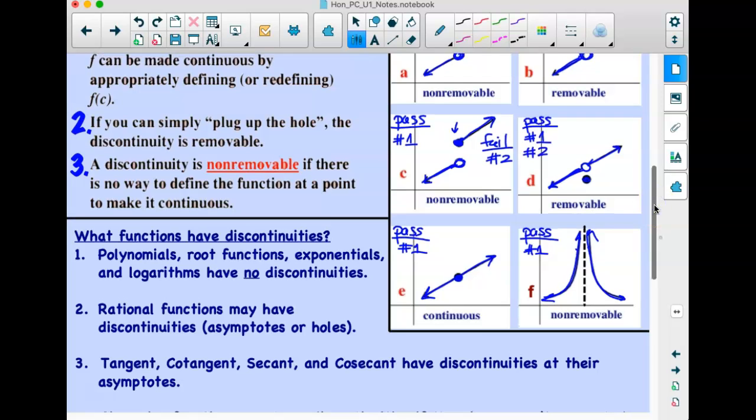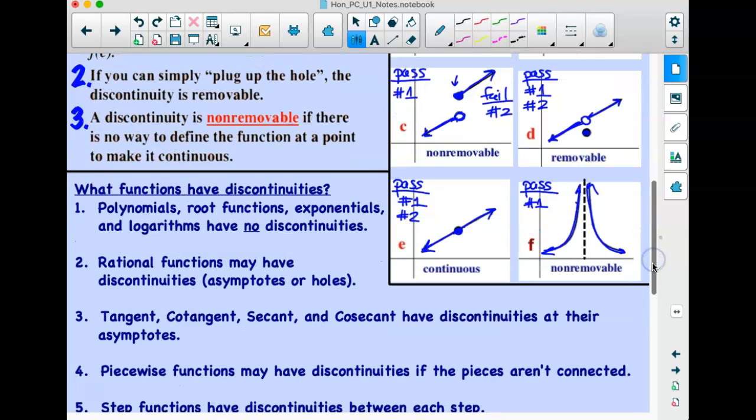You approach the same place for a limit. And then, of course, for E, you pass because it is continuous. And then for F, we're going to fail. That should say fail number 1 and fail number 2, okay? Because if you approach from the left or the right, you're going to approach infinity, which is unbounded.